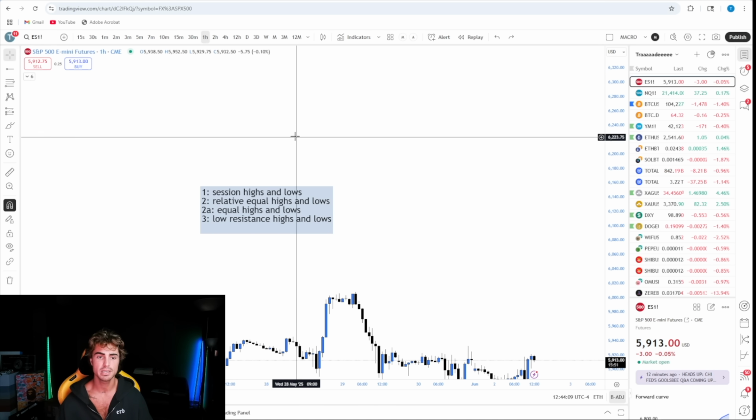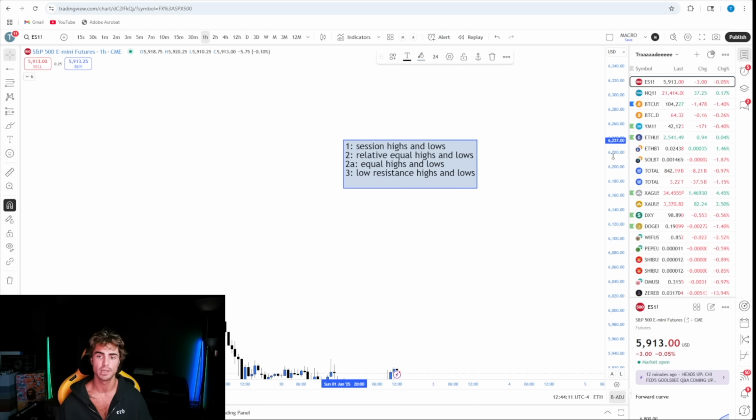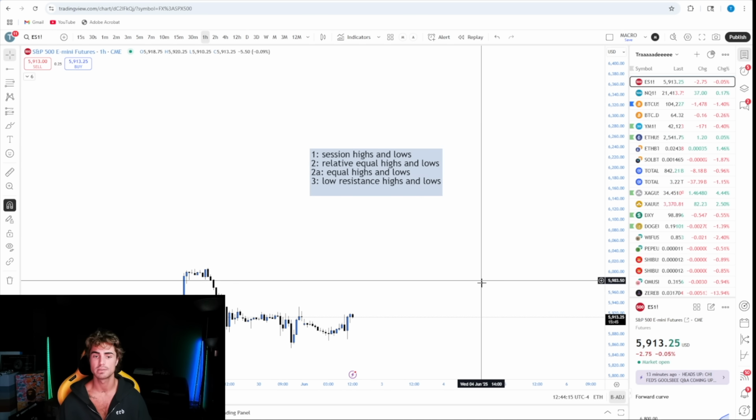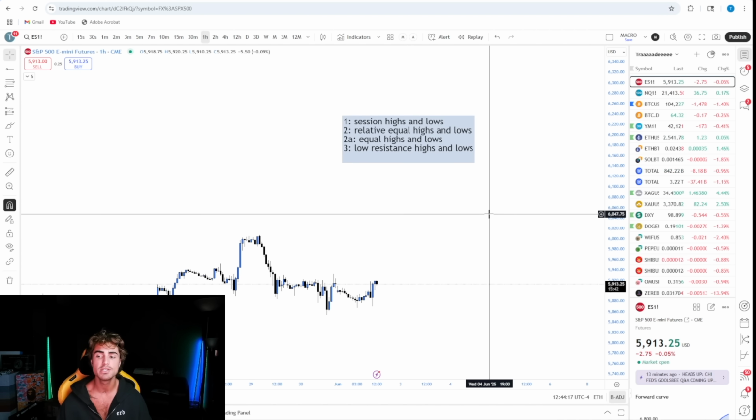Okay, so these are the three draws on liquidity that are honestly going to be our main focus going into market opens. And why do we want to focus on market and session opens? Because there are new traders coming into the market that want to push price in the direction that it wants to go. So that leads me into number two.